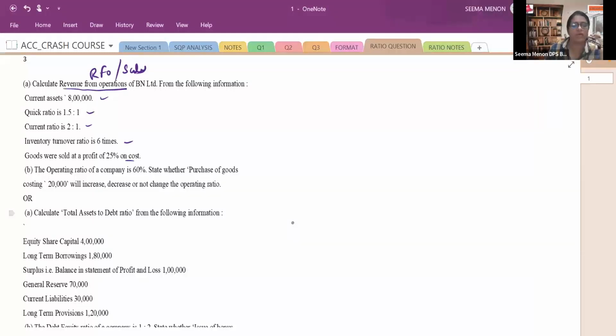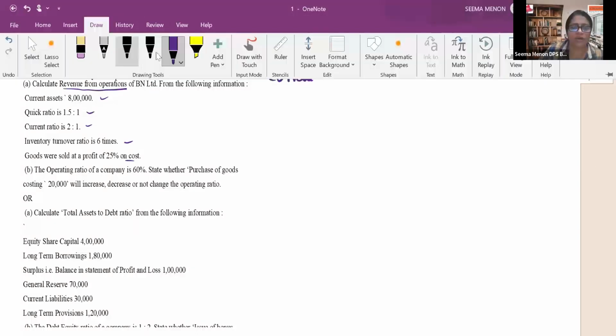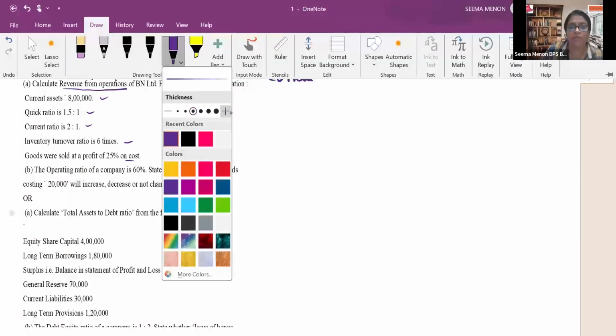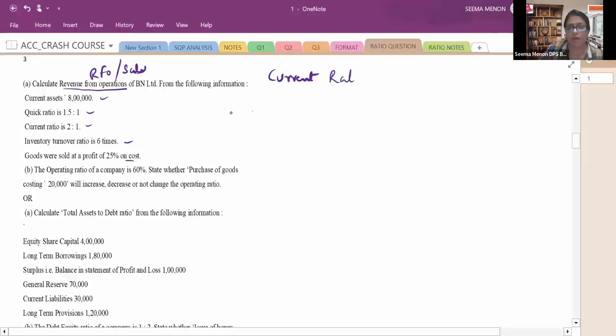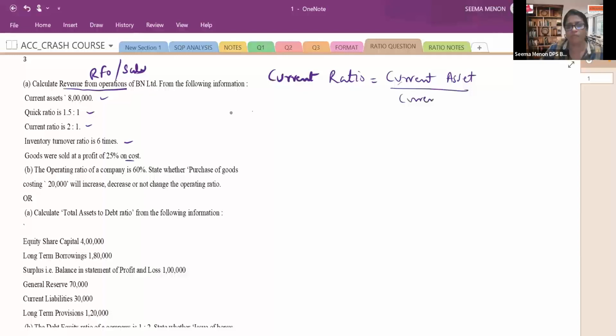Now let's try to solve it. How to find out? Quick ratio is given and current ratio is given. We know that quick ratio, what is the formula? Current ratio, what is the formula? So first we will write current ratio. You should know the formulas very clearly. Then only you will be able to answer fast. Current ratio is equal to, what is the formula? Current asset upon current liabilities.